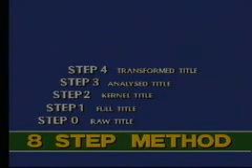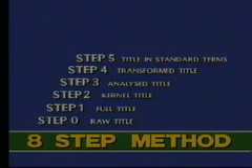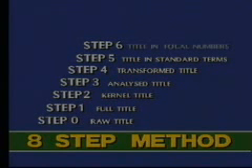Step 0, raw title. Step 1, full title. Step 2, kernel title. Step 3, analyzed title. Step 4, transformed title. Step 5, title in standard terms. Step 6, title in focal numbers. And Step 7, class number. Let us try to understand the 8-step method with the help of some examples.